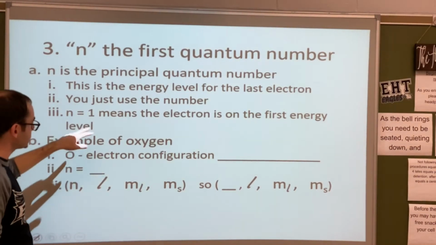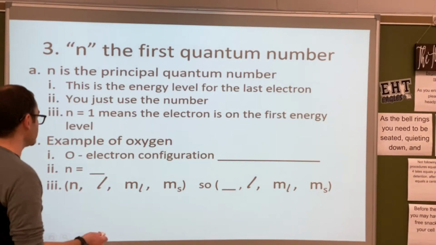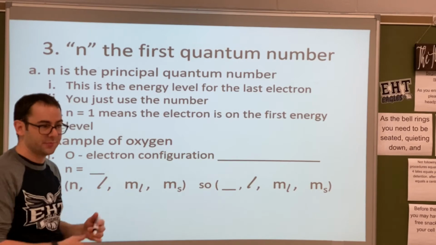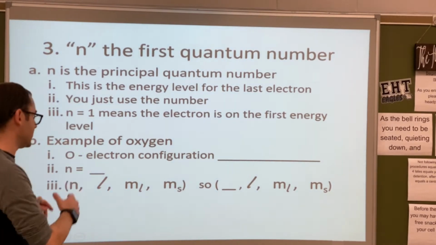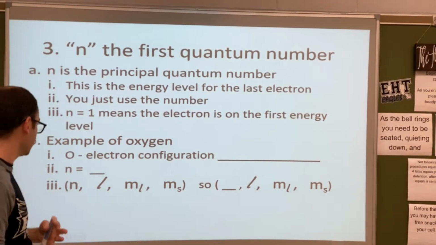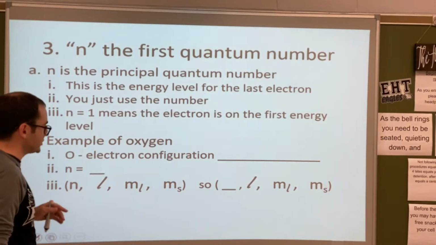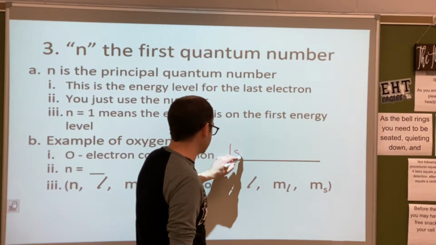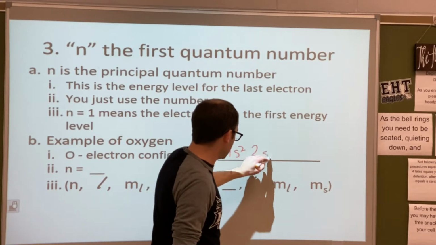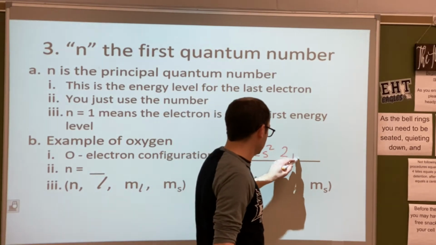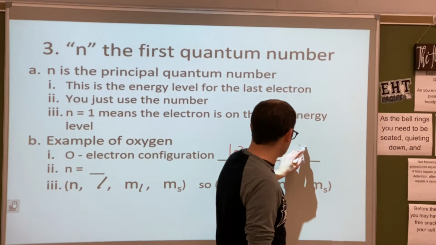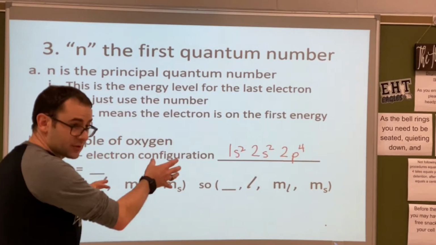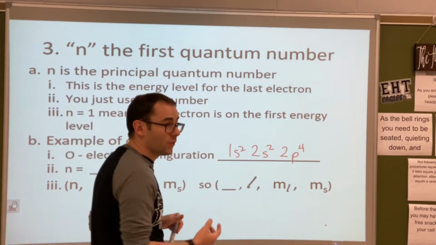So if n equals 1, this means the electron is on the first energy level, and n equals 1 means it has to be an S, right? But let's talk about oxygen, since that's the example we're going to go through for this whole thing. What's oxygen's electron configuration? We don't have to do a shortcut, it's pretty short. 1s2, 2s2, 2p what? 2p4, okay. So at the end of this, we're looking at that 2p4, right?